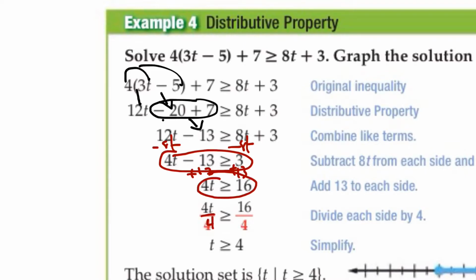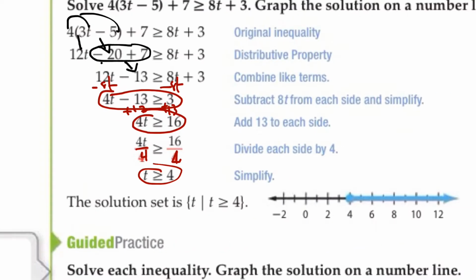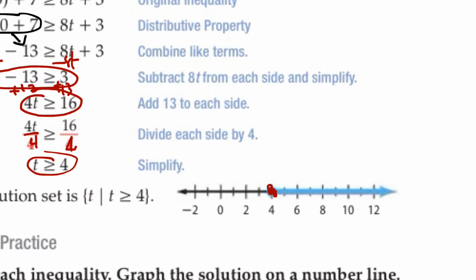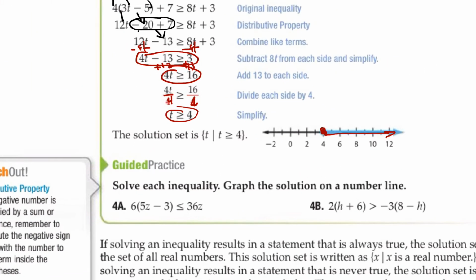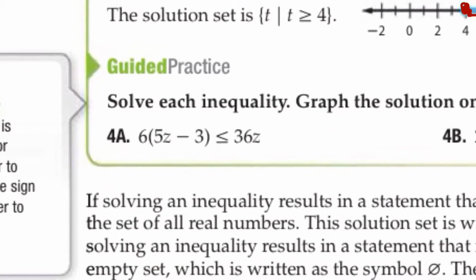Divide by 4. It's not by a negative, so I keep the same sign. I get t is greater than or equal to 4. And if I had to graph it, closed circle on 4, and it's to the right because it's greater than or equal to. Alright?